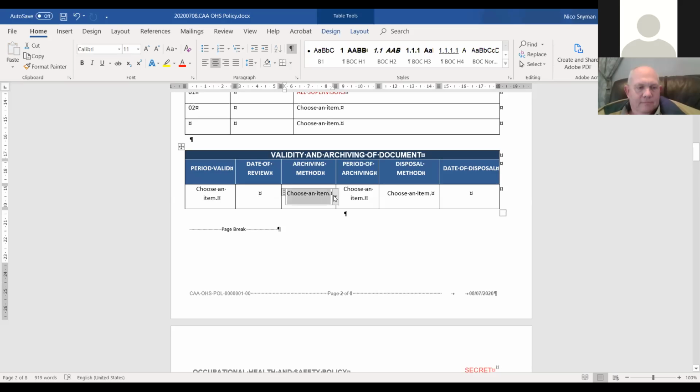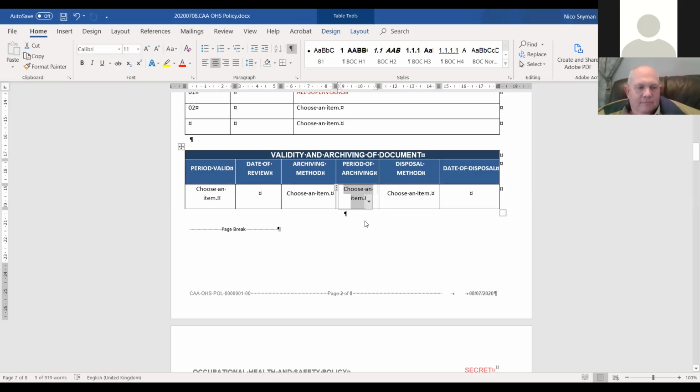Archiving method, is it electronic, is it paper on site, is it paper off site, is it in a CD format, is it in a cloud, is it in Dropbox, OneDrive, Google Drive? Where does that thing lie? Is it on any other system that you've got? And then the period of archiving could be 1 year, 2 years, 3 years, 4 years.